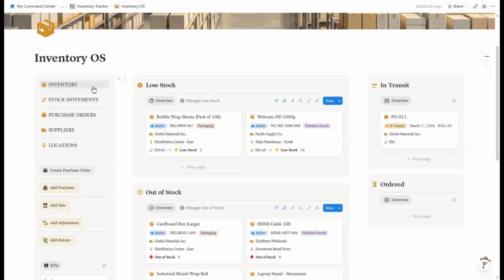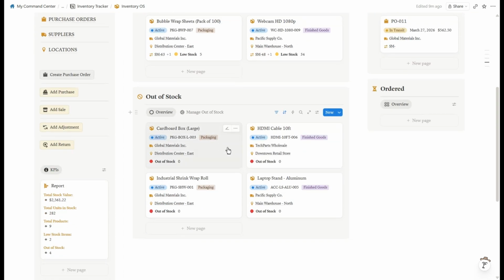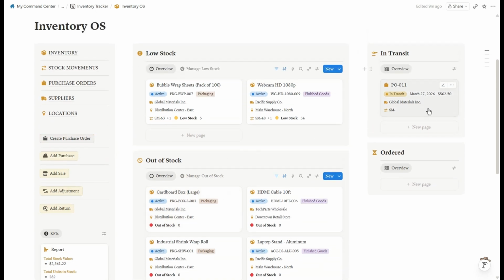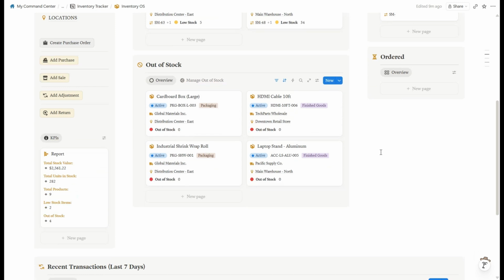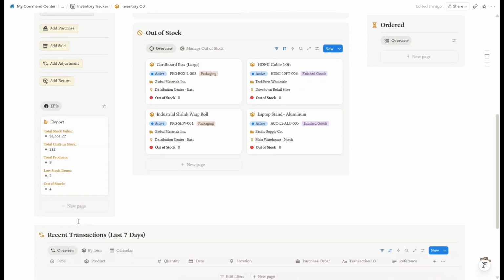The dashboard is designed to give you a quick operational overview. On the left, you have the core databases that power the system. In the main workspace area, you can immediately see what needs attention: low stock items, out-of-stock products, purchase orders in transit, orders that are still waiting, and recent stock activity. Instead of checking every database manually, the system surfaces the most important inventory signals first.